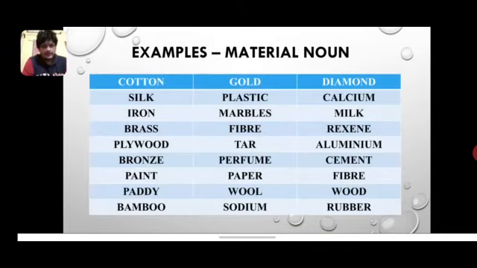Okay, let's quote a few examples here. You can see cotton, silk, paint, paddy, bamboo, perfume, paper, bronze, aluminum, cement, rexine, milk, calcium. All these are examples of material nouns. They can be used to manufacture something else, some other material. So these are the basic entities available to us with the help of which we can shape up something else. We can manufacture something else. So therefore they end up as material nouns.